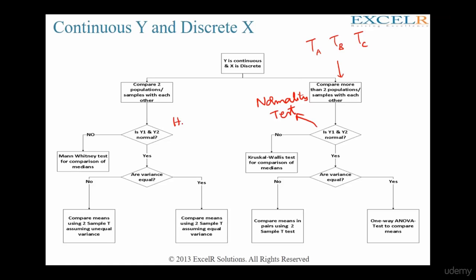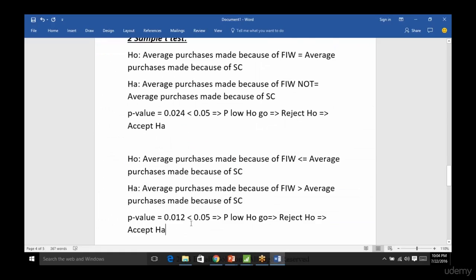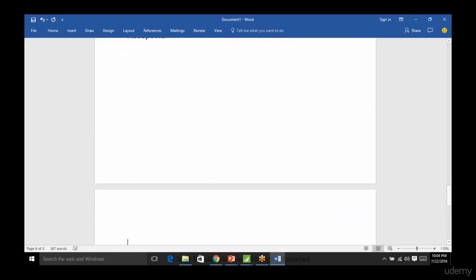What does your null hypothesis say when it comes to normality test? Data are normal. And what does your alternate hypothesis say? Data are not normal. This is how you need to write null and alternate hypothesis, right? So let me write it down here.